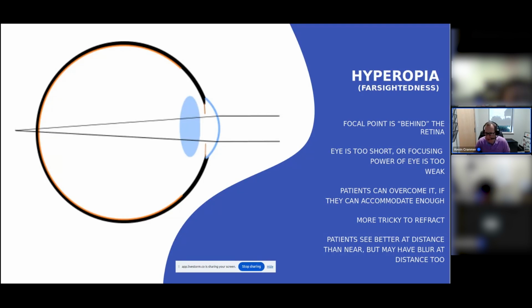In young people, this is more difficult for the refractionist because these patients are used to accommodating and used to moving that focal point forward. So it's difficult to get them to relax their accommodation and to get the true resting focal point for their eyes. And we'll see that in the future.